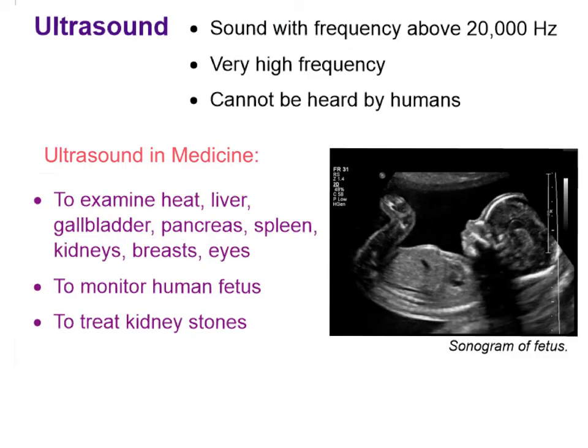Another way that humans use sound is to use very, very high frequencies that are called ultrasound. They are frequencies above 20,000 hertz. They're so high they cannot be heard by humans. And ultrasound has many uses in medicine. One way ultrasonic waves are used is to examine different soft tissues in the body, like the heart, liver, gallbladder, pancreas, spleen, kidneys, breasts, and eyes.